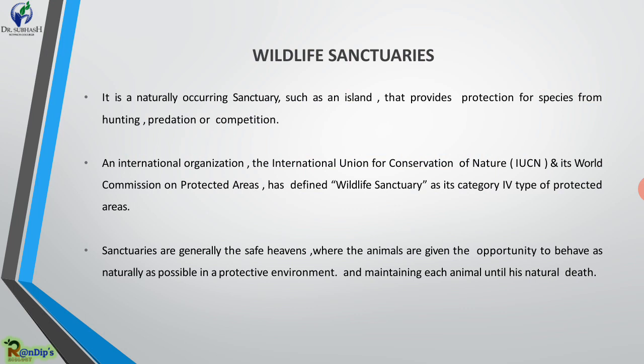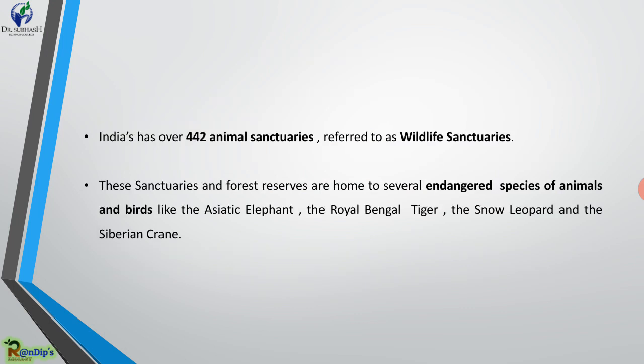Sanctuaries are generally safe havens where animals are given the opportunity to behave as naturally as possible in a protected environment, maintaining each animal until its natural death. India has 442 animal sanctuaries, referred to as wildlife sanctuaries. The sanctuaries and forest reserves are home to several endangered species of animals and birds like the Asiatic elephant, the Bengal tiger, Royal Bengal tiger, the sloth bear, leopard and the Siberian cranes.